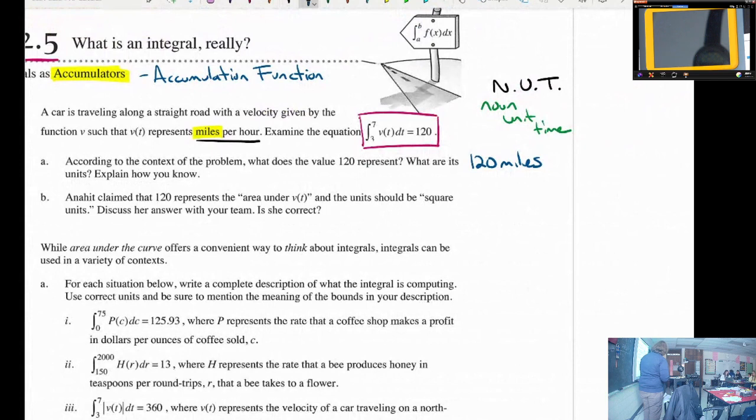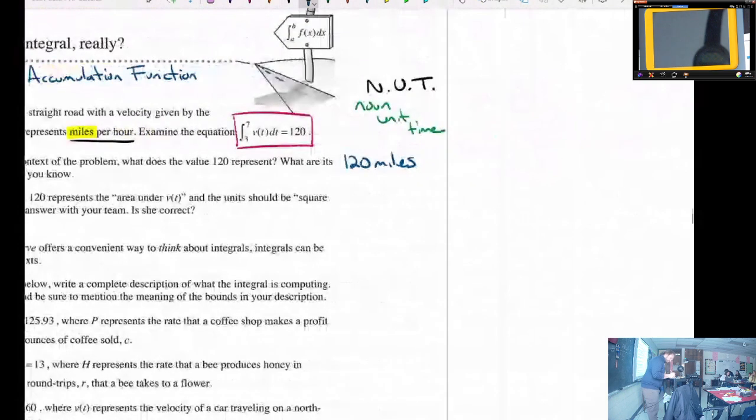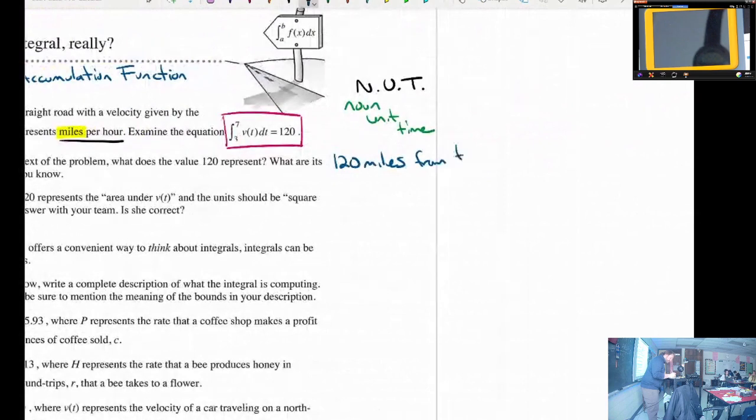Let's see. As far as the time goes, we've traveled 120 miles from t equals 3 to t equals 7. From t equals 3 to t equals 7. Now, you might replace this part of the phrase with something more specific depending on the problem. Sometimes they'll say that maybe noon is 0. So now 3 would be 3 o'clock p.m. and 7 would be 7 o'clock p.m.